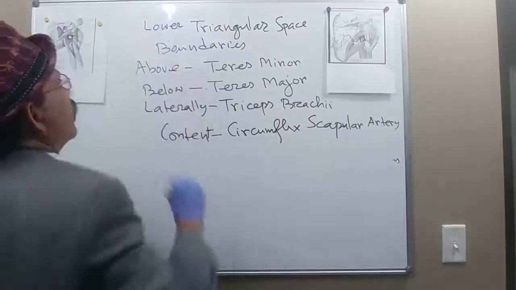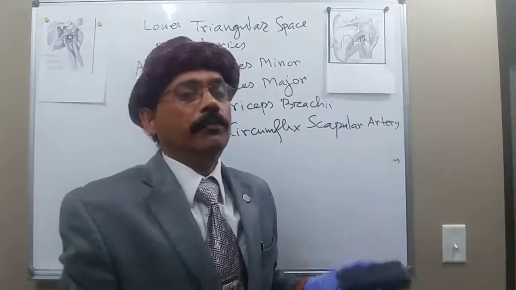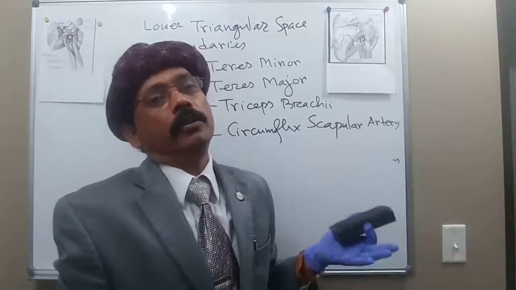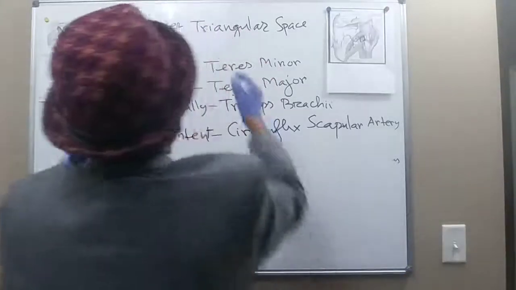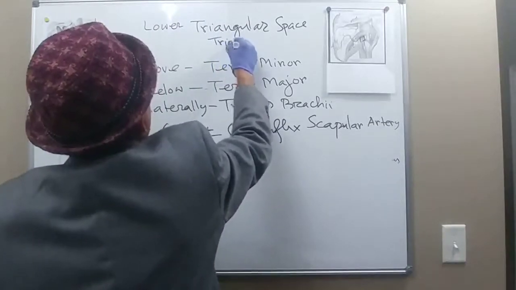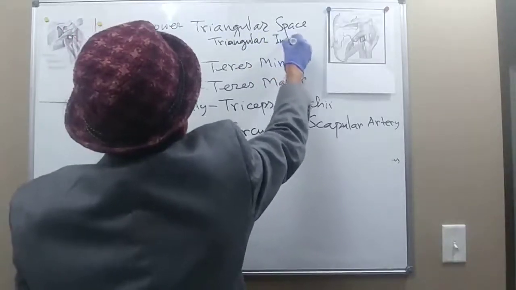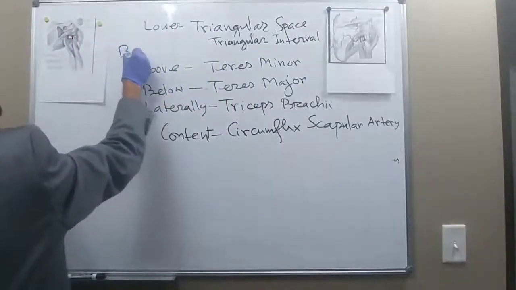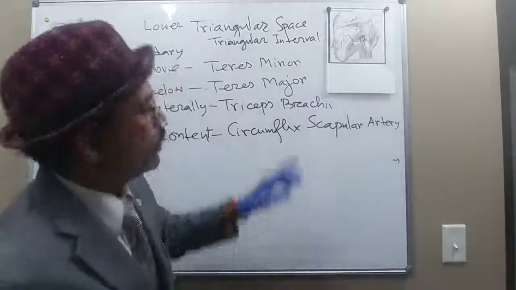Okay, lower triangular space is also called triangular interval. If you say triangular interval, then upper triangular space will just say triangular space. So lower triangular space is also called triangular interval. Okay, then what are the boundaries? Boundaries. Okay, again we'll go to my finger.